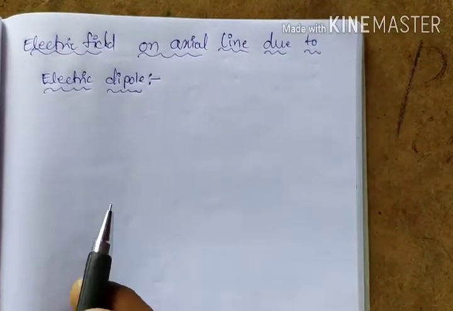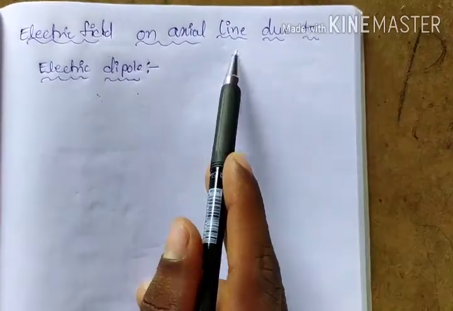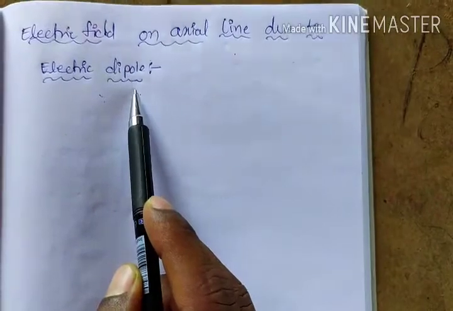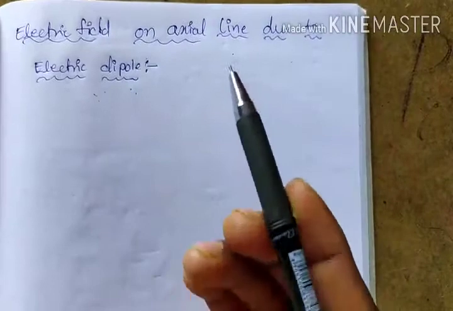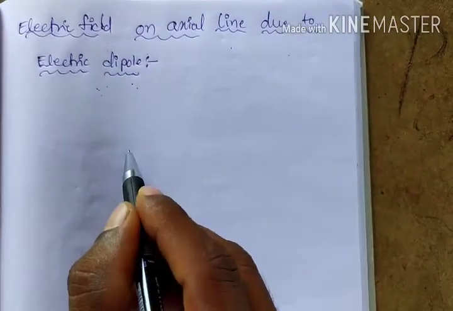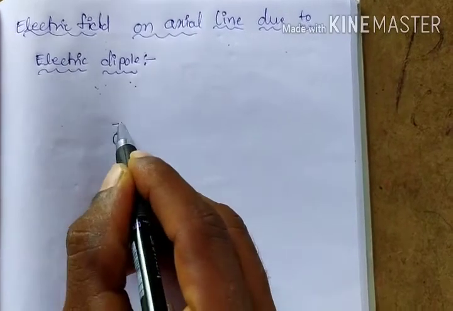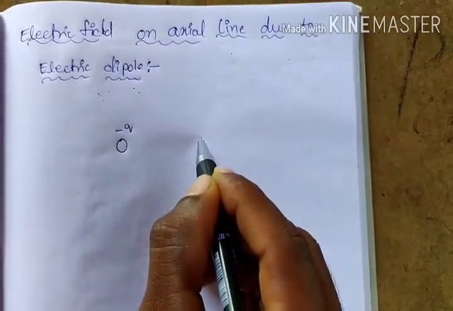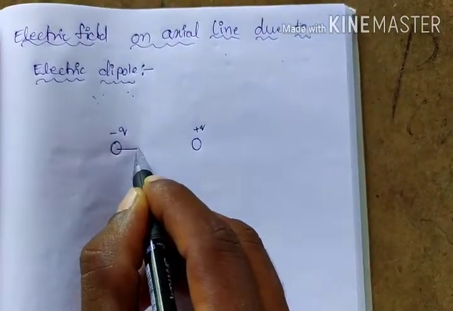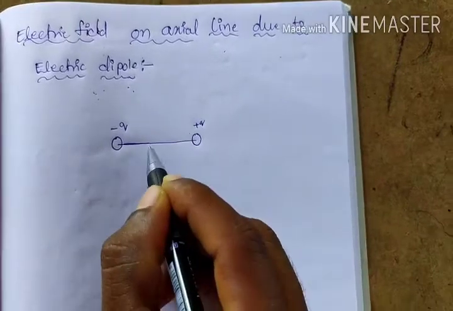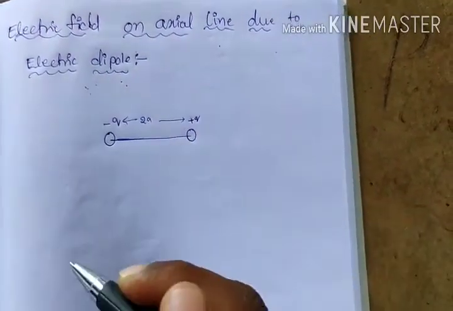The next topic about the electric dipole is the electric field on the axial line due to an electric dipole. We have to develop the electric field on the axial line. I am going to draw a diagram. Suppose I take the dipole with minus Q here and plus Q here, separated by a distance 2a. We know this already according to the definition.